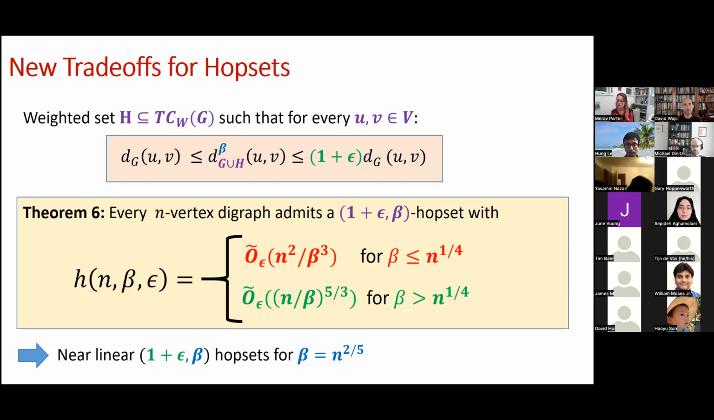Again, you have this transition point, but it's not exactly at the point as it was before, because of one particular obstacle that we have in the weighted case that we didn't have in the unweighted case. But at least we can provide a near linear size shortcut hopset with beta which is sub square root n.